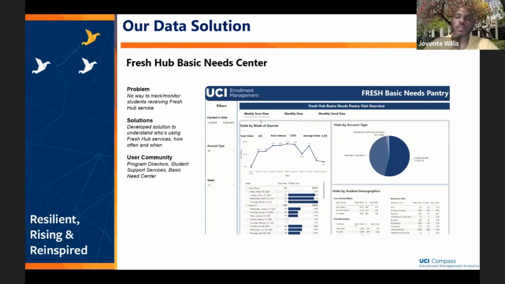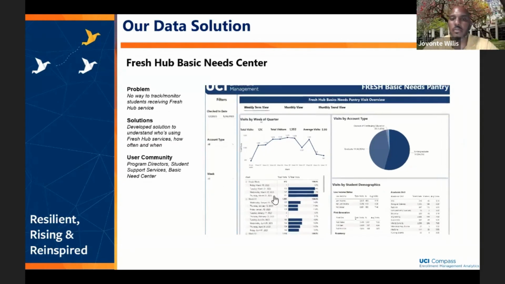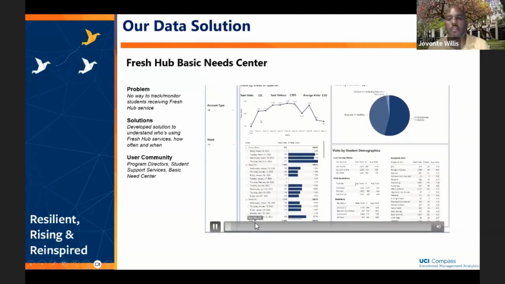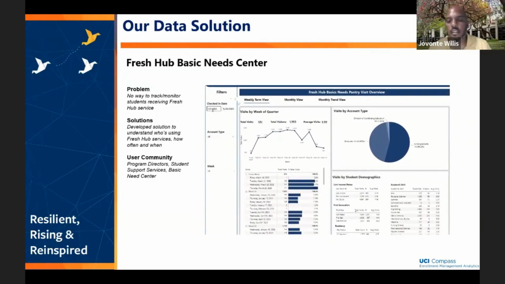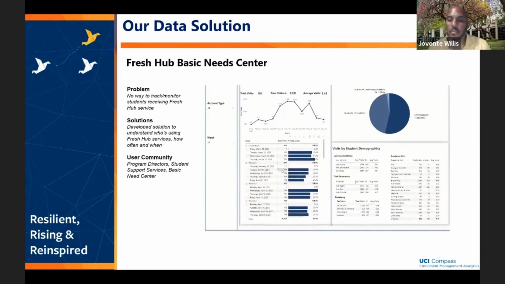So not only do we help support academic planning, but we also help support co-curricular programs. Our Fresh Hub Center needed a way to understand who was coming to the Fresh Hub Center and what days they were coming, because they wanted to make sure they were ordering enough supplies for the day. What this tool allowed them to do is to see exactly when people are coming, what day they're coming. So not only did it help them with their purchasing for the upcoming week, it also helped them with their staffing, because they can see which days is the most popular day.